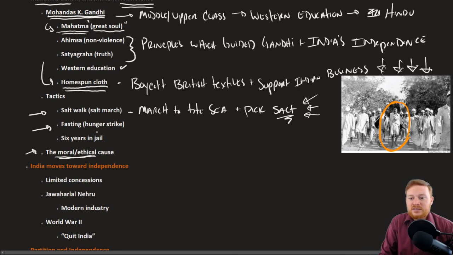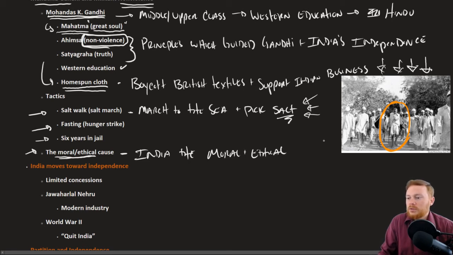He went on fasting and hunger strikes. He was arrested multiple times, spent 6 years in jail, and all of these things, of course, stressed this point of nonviolence. All of these things made India the moral and ethical superior. It was very clear in these instances that something as harmless as picking salt from the ocean and getting arrested for that, it was very clear that Gandhi was on the right side of this.